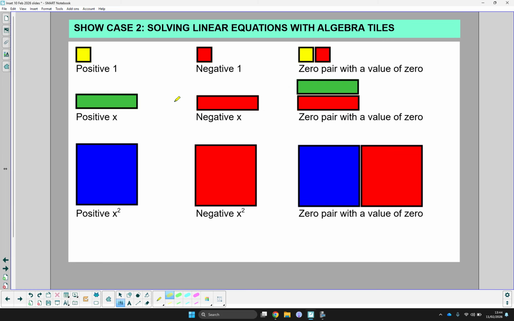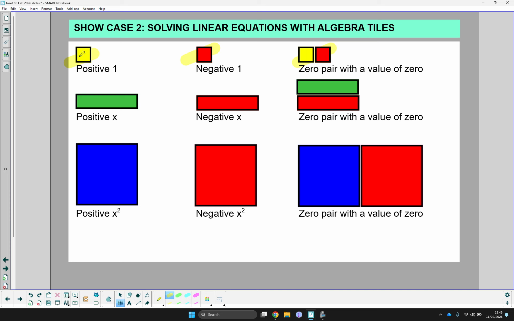So what we use, or what we have been using, is the algebra tiles. Now these are a lot like the two-sided counters, in that we have a little bit of cardboard in a square that represents 1, and on the back of it, you've got -1, that yellow and red colour being consistent. And when we add +1 and -1, we get a 0 pair. We then introduce the concept of x.